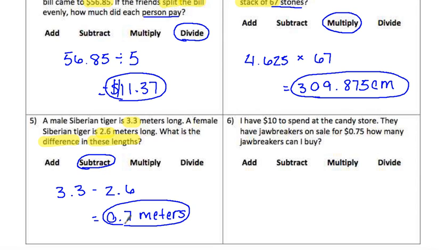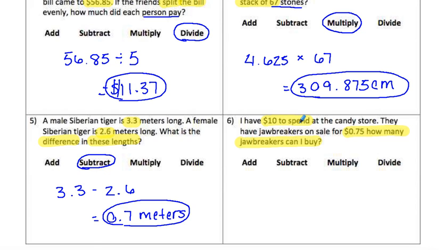Number 6, I have $10 to spend at the candy store. They have Jawbreakers on sale for 75 cents. How many Jawbreakers can I buy? So I'm asking, how many Jawbreakers can I buy? And they're 75 cents. And I have $10 to spend.